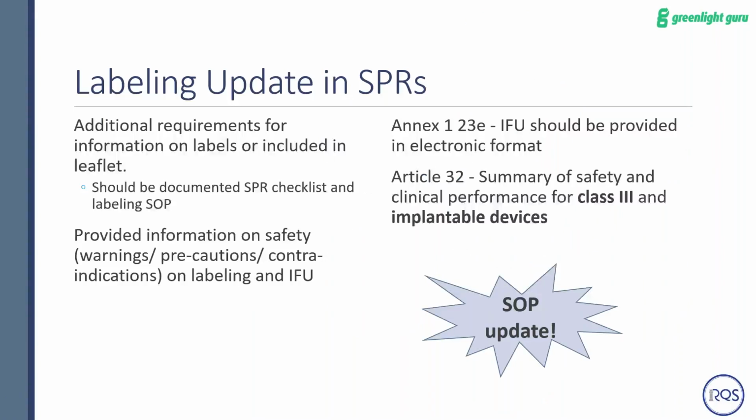Which is a good segue into labeling. So labeling has a good amount of updates as well. So within the MDR standard, there's sections that outline new information on instructions for use and labeling. And then there's also a whole section in the SPRs that goes through labeling as well. Additional requirements, these should be documented in your SPR checklist: provide information on warnings, precautions, and contraindications. And they are saying they want this on labeling and IFU.